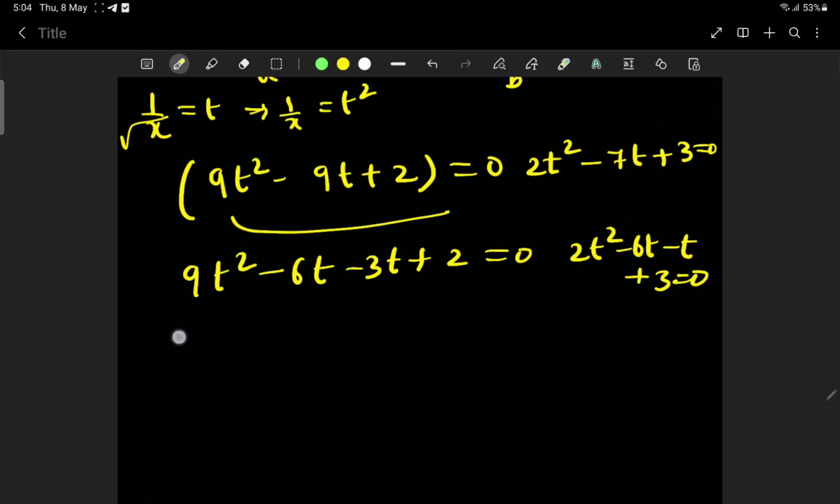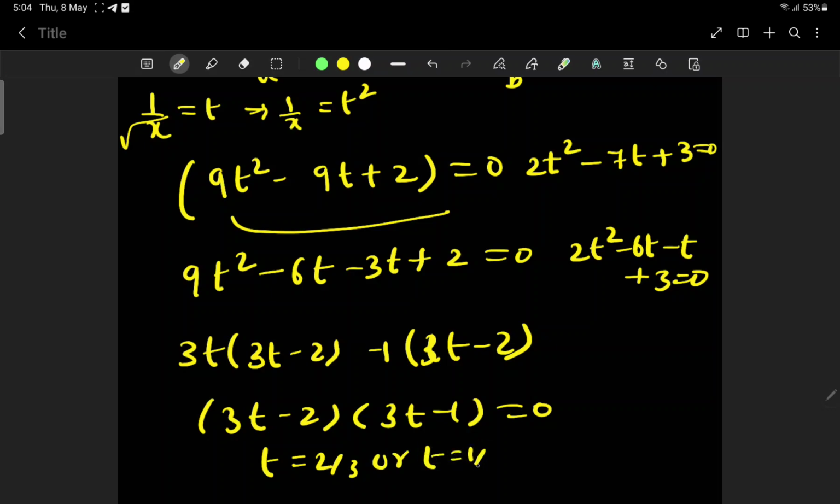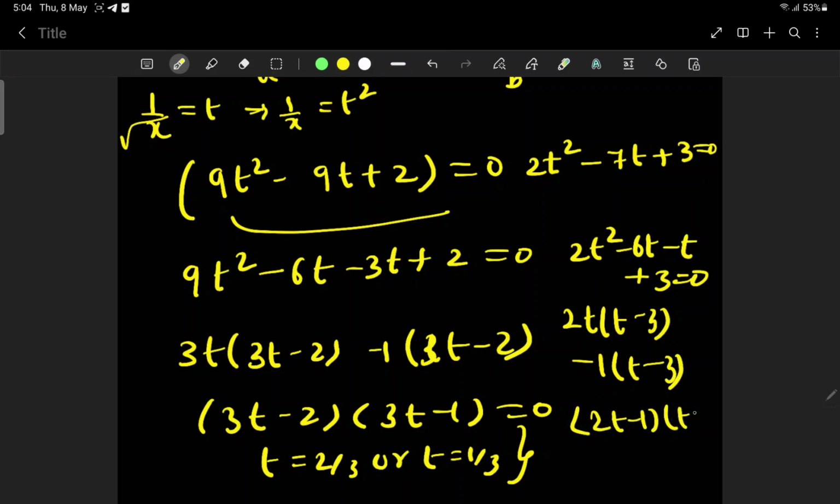Now, for the next step, we can take 3t common, and it will be 3t minus 2. Similarly, taking minus 1 common, it will be 3t minus 2. So taking 3t minus 2 as common, we get 3t minus 1 equal to 0, and t can be equal to 2 by 3 or t can be equal to 1 by 3 for this one. Now similarly, coming to this one, you'll have 2t common and t minus 3 will be getting here, and minus 1 common and t minus 3. So 2t minus 1 into t minus 3 is equal to 0.